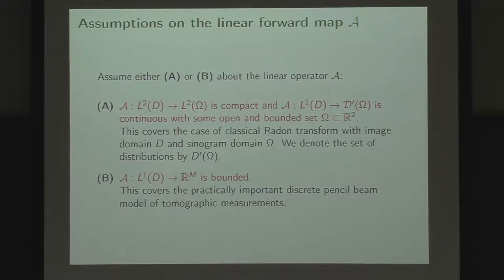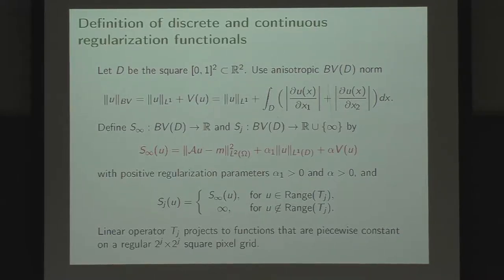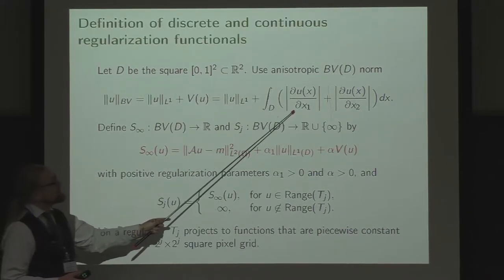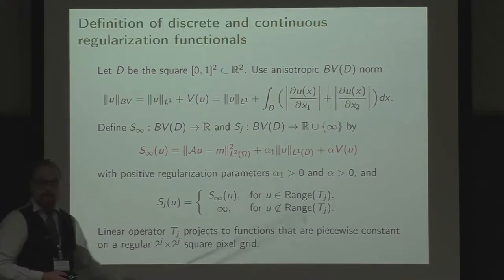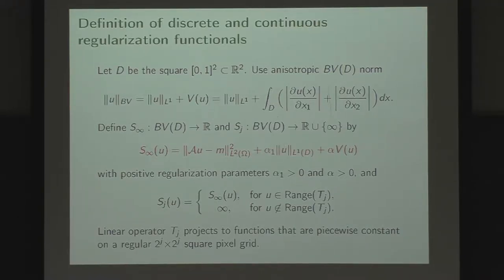And then another case describes the more practical situation, where this is the image space, and we have a finite number of X-rays going through the material. This is the more practical case, but both are okay with the theorem. Then we need to consider the BV space norm, functions of bounded variation. To make it really a norm, we need this L1 part and then the total variation seminorm part. For V, we use this anisotropic total variation seminorm. Then we have one functional for the limit case, and several more discrete functionals related to pixelizations of our domain.